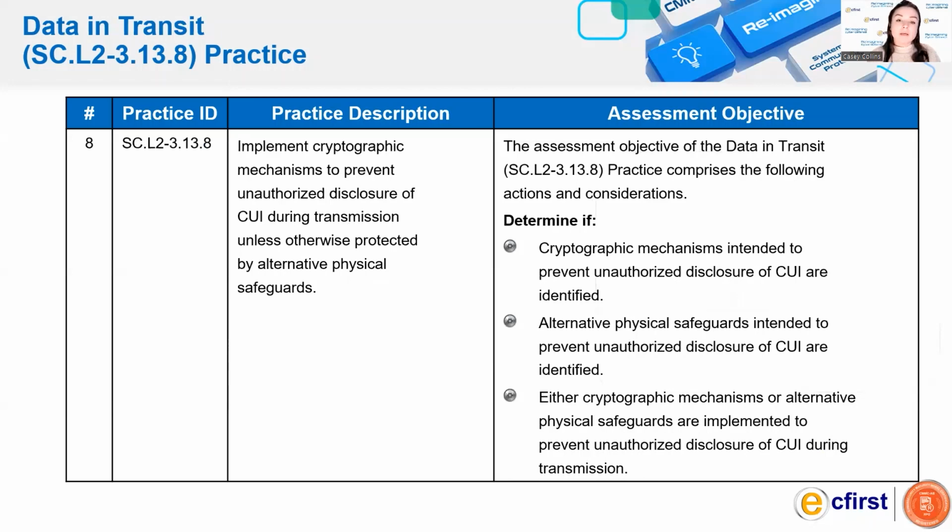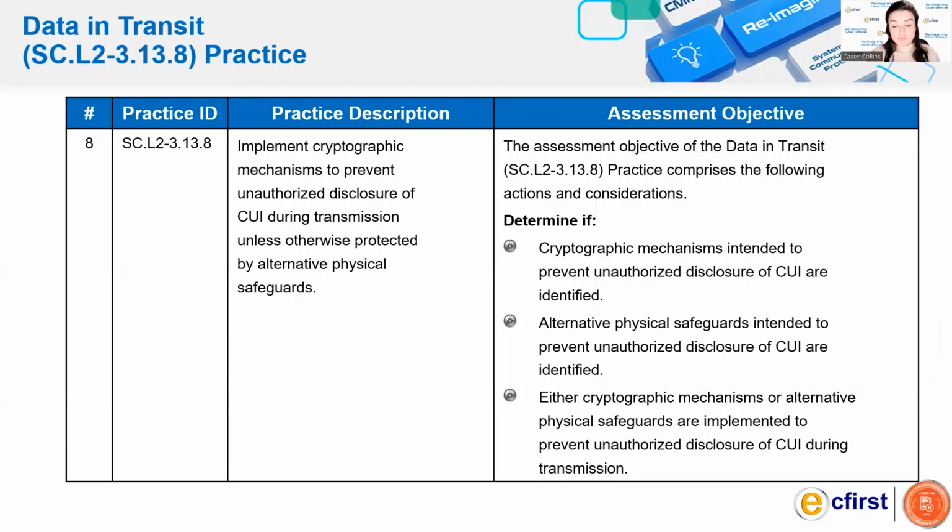Data in transit. Implement cryptographic mechanisms to prevent unauthorized disclosure of controlled unclassified information during transmission, unless otherwise protected by alternative physical safeguards. So the assessor would determine if cryptographic mechanisms intended to prevent unauthorized disclosure of CUI are identified. Alternative physical safeguards intended to prevent unauthorized disclosure of CUI are identified.